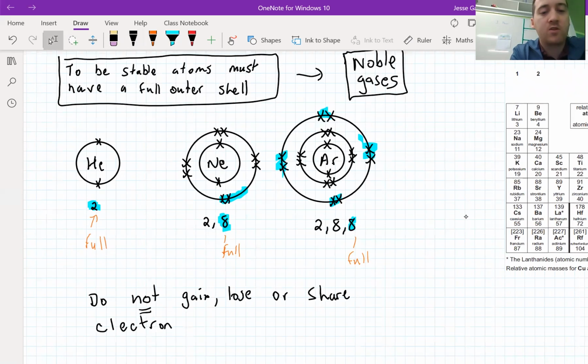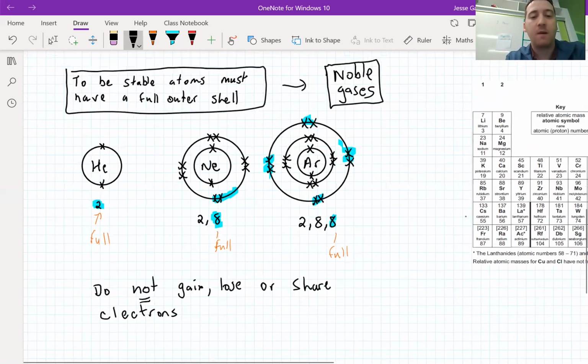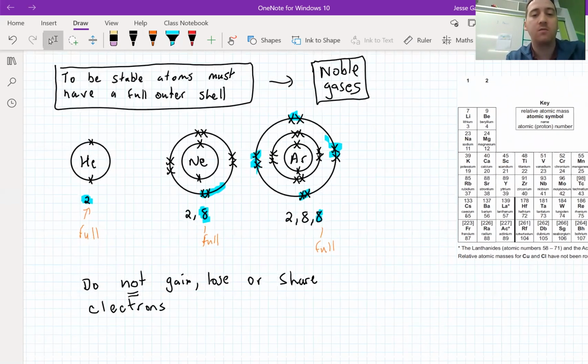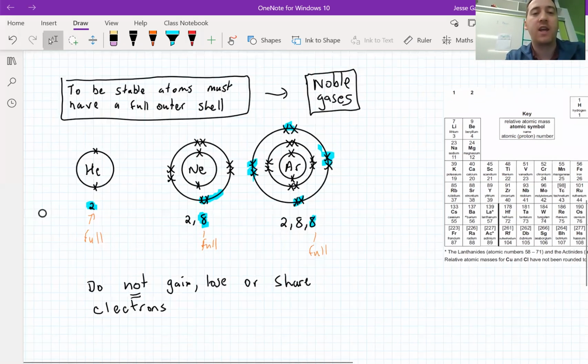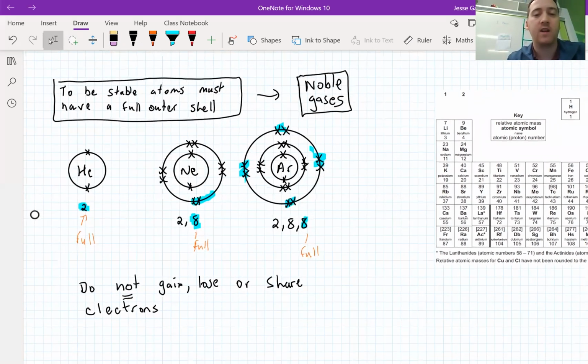And that is what chemistry is. Chemical reactions are all about atoms gaining, losing, or sharing electrons, so that they can be more stable like these guys. That's a really important idea, because in the next lesson we're going to talk about what actually happens when things react. What do the atoms do?